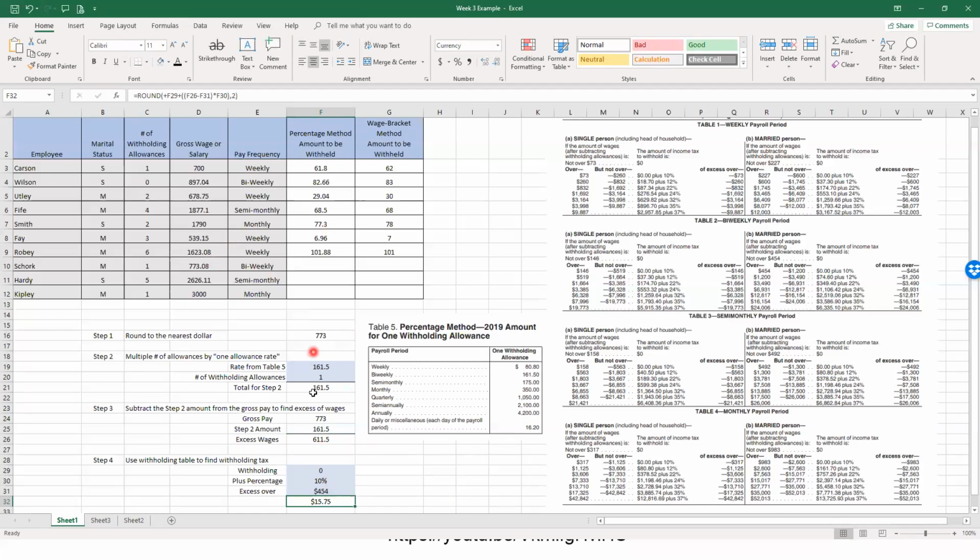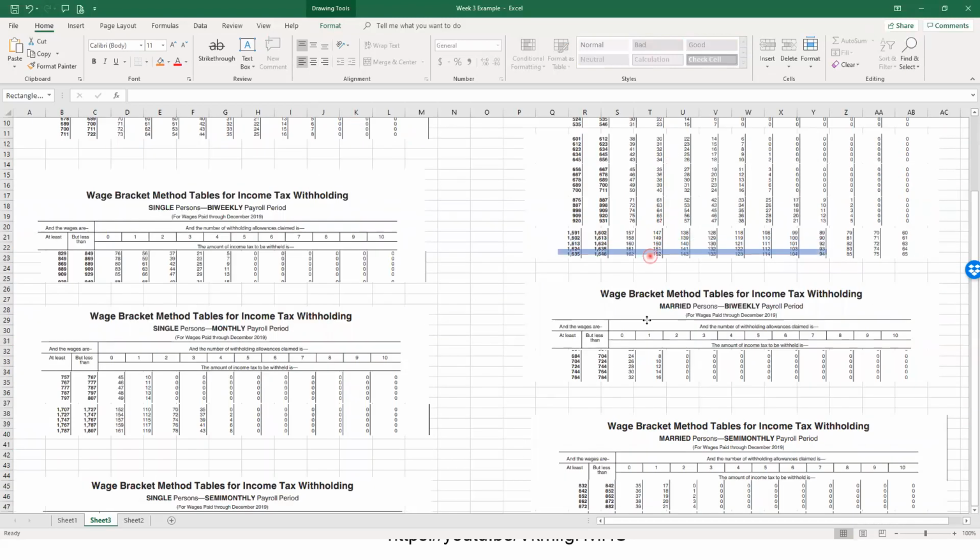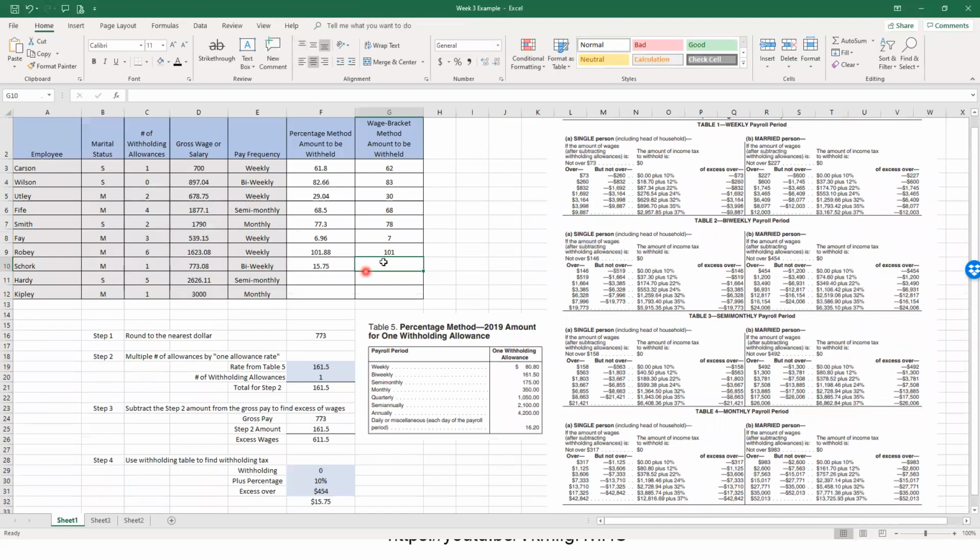Okay, 773, we've got a biweekly person, so 161 with 1 withholding, and our biweekly person is table 2, married, and we fall within 1, and 454. Okay, just want to make sure we went through the whole process here. So 15.75 is going to be our withholding. So, biweekly married person making 773, and this person has 1 withholding. So let's come down here to where it shows a 16 for withholding. And that's how we'll do this.